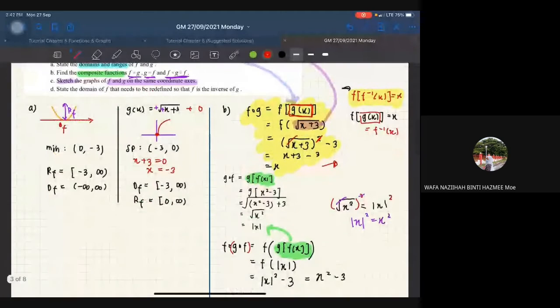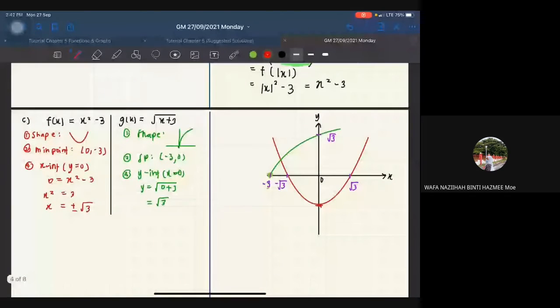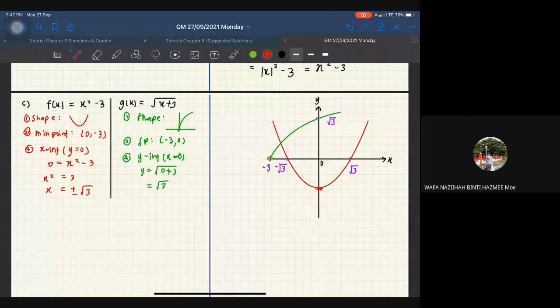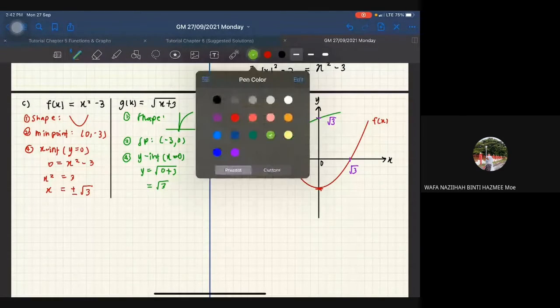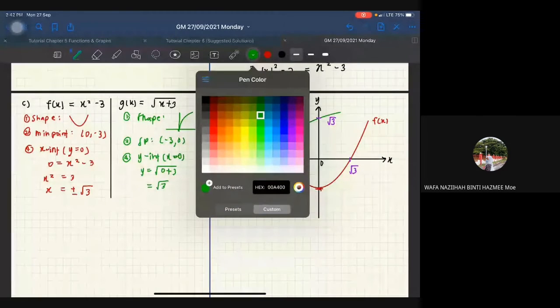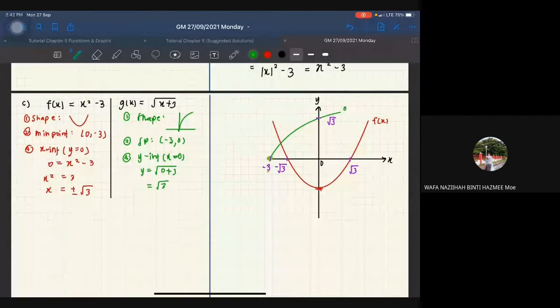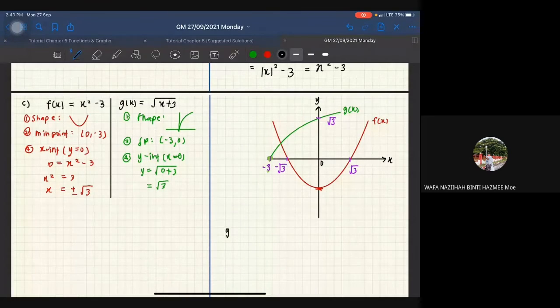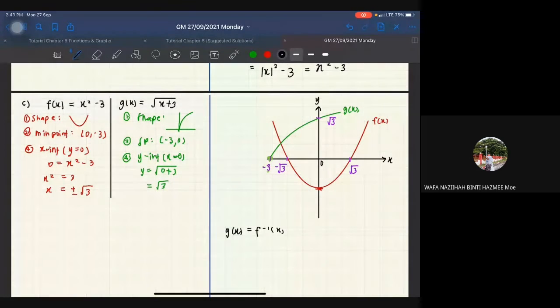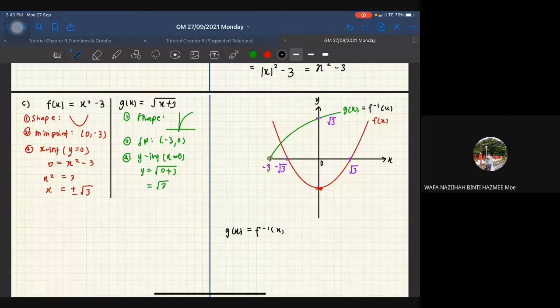Okay, so kita dah buat conclusion, kiranya sekarang ni gx is equal to f inverse of x. Okay, so sekejap, saya buat reference dekat sini. This one is fx, yang warna hijau tu. Okay, so yang atas ni, yang warna hijau ni dia adalah gx. Okay, so conclusion yang kita buat tadi is gx ni actually inverse of fx. Okay, so awak buat kat sini lah, buat equal, so equal inverse of x. Okay, so settle kat situ.